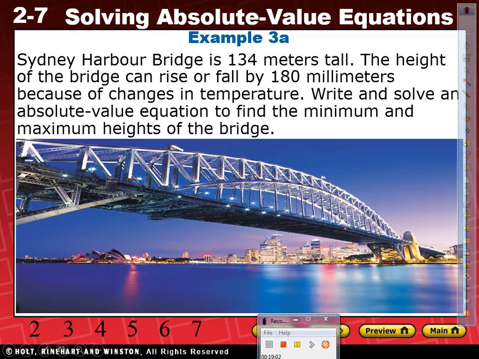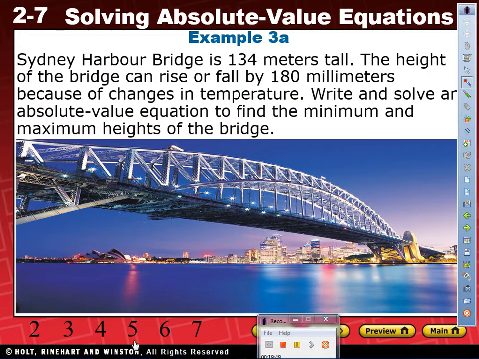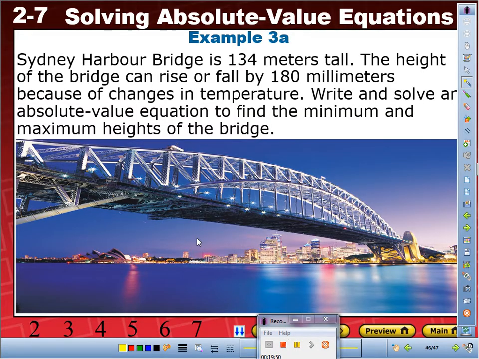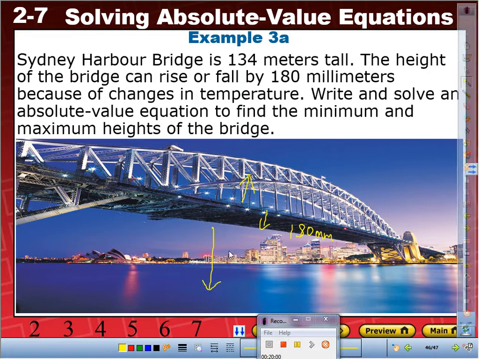So if you were to get something that's flat like this bridge, in the summer, because of the heat, number one, and because of the weight, this is going to go down a little bit, right? And in the winter, because of the cold weather, it's going to go up. So therefore, it's going to rise or fall. It's going to go up or down by 180 millimeters. But the height of that bridge is 134.